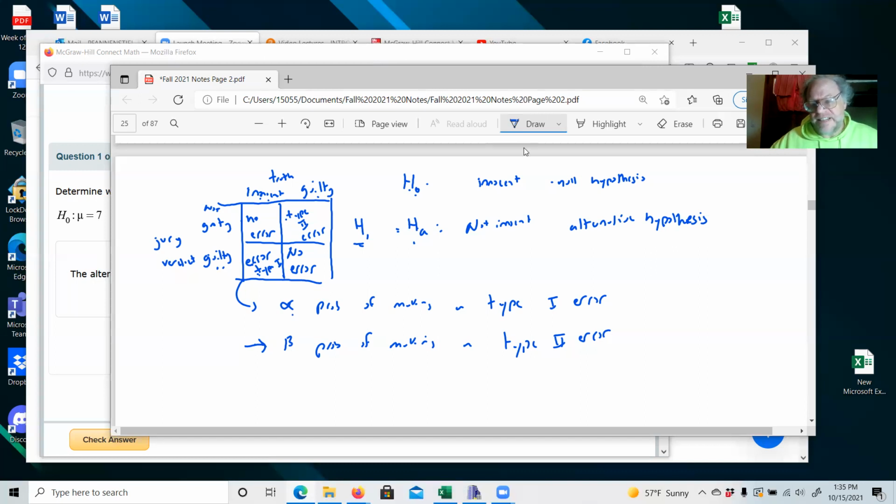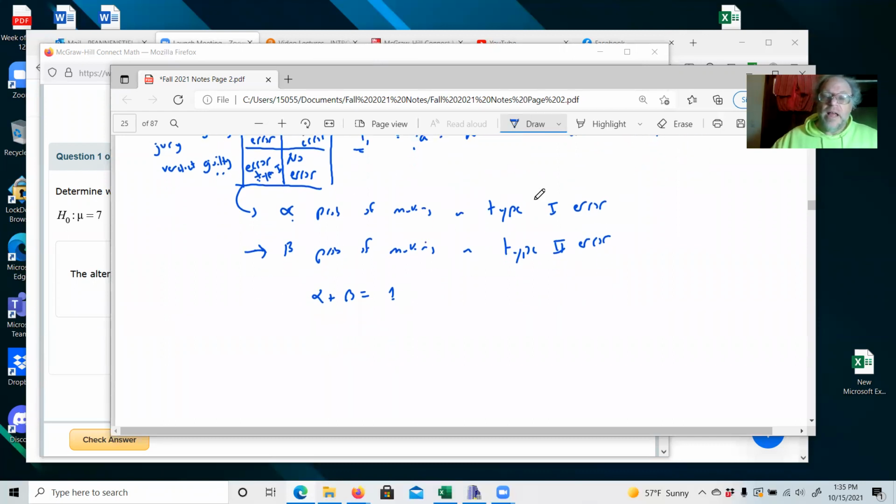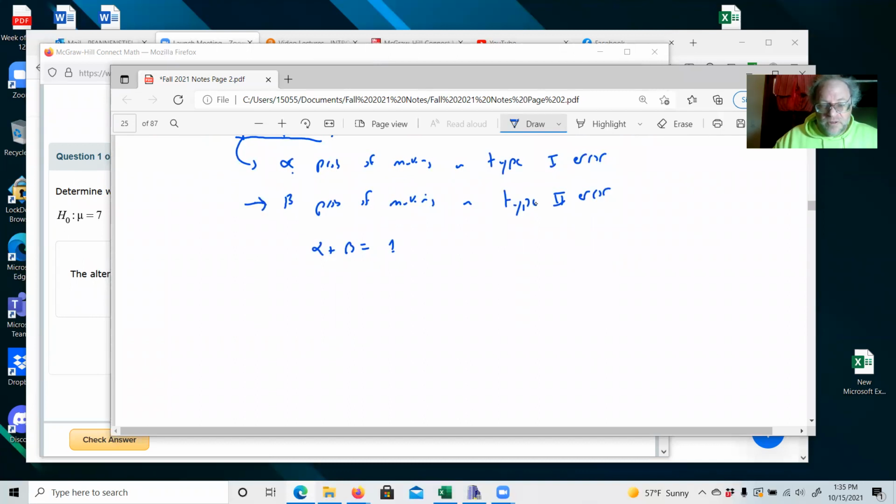And it's not just that the errors have to add up to anything. There's no relationship here to equal 1 or anything. I mean, they will equal something, but there's no rule that says it has to equal something. And here's one of the reasons why. So if we have alpha, this was the chance we send the innocent person to prison. Beta, we let the guilty go free.